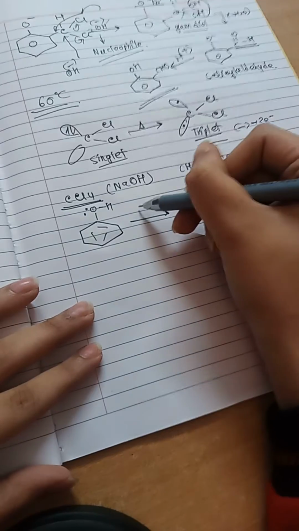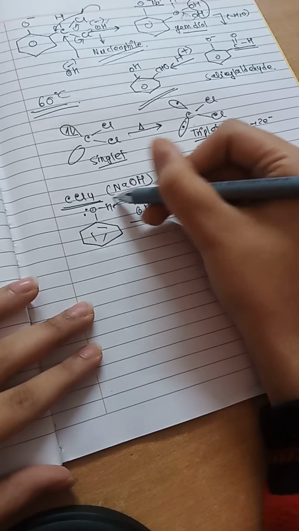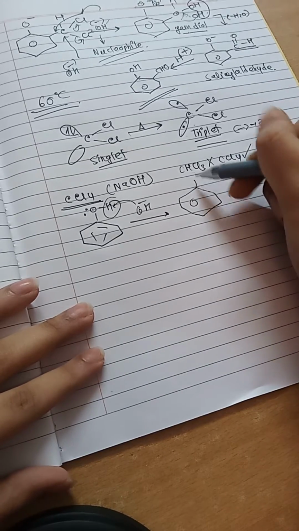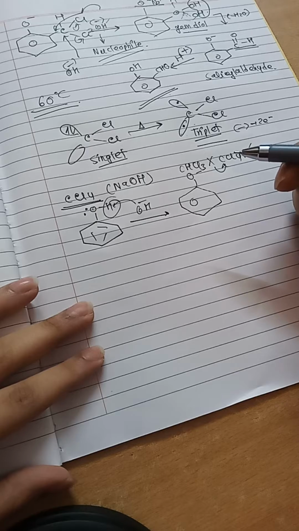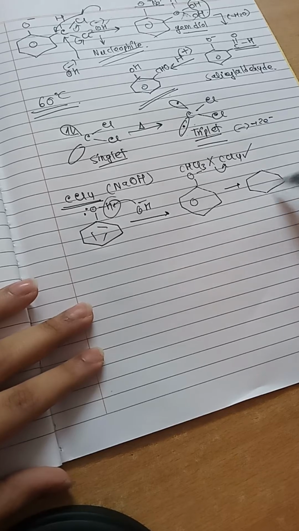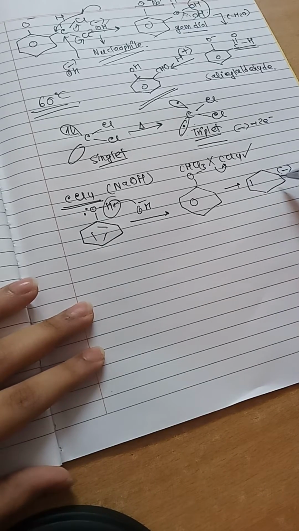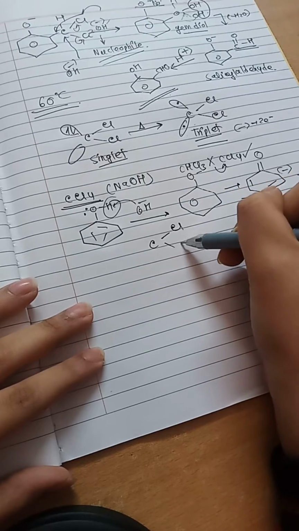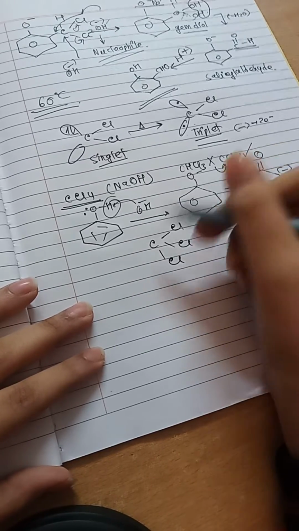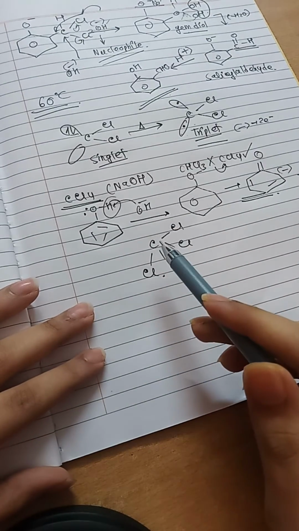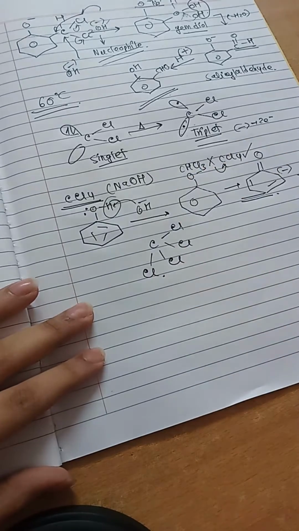So again, the OH minus will take up the acidic hydrogen, right? And we will get this phenoxide ion again. Now it will again form this resonating structure of phenoxide. This will react. Now carbon tetrachloride, the interesting thing is that this is the structure of carbon tetrachloride, right? Four Cl atoms bonded to this carbon. Okay.